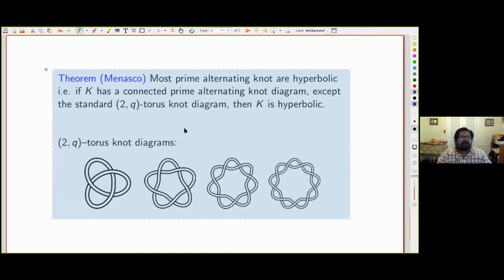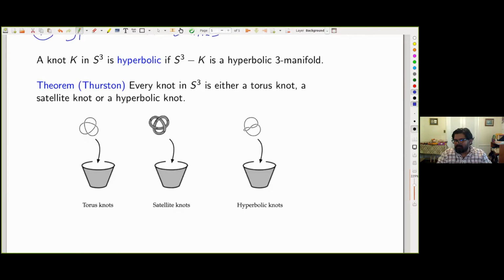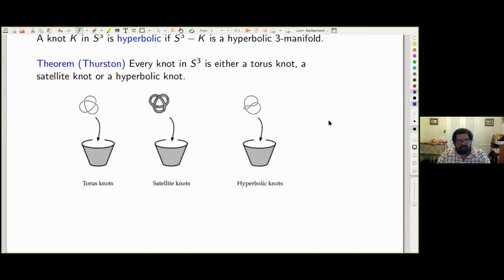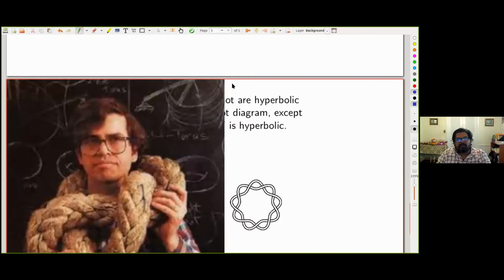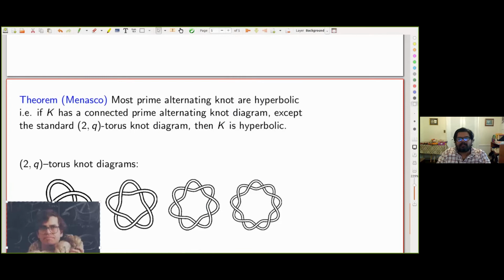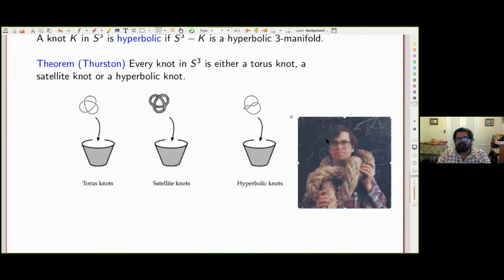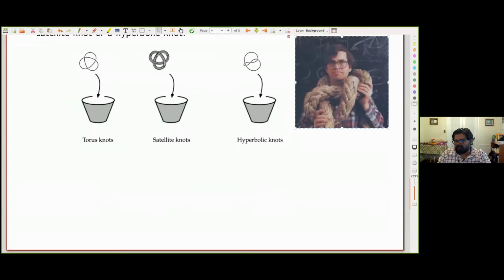Oh, I wanted to put up a picture of Thurston and Menasco. Let's do that. I've taken some of the pictures from slides of other people. What happened? Oh. Oops. This is a nice picture showing him with the figure eight knot. And let me also put up a picture of Menasco.